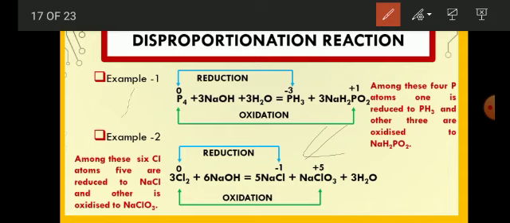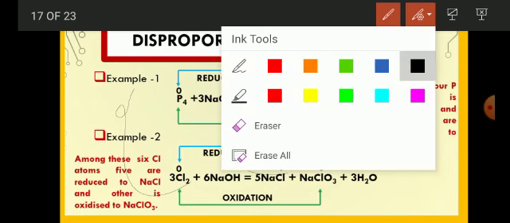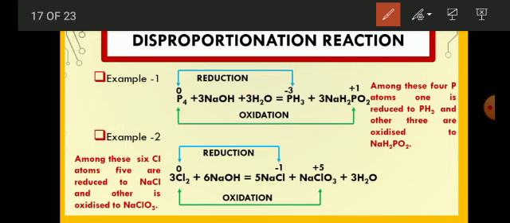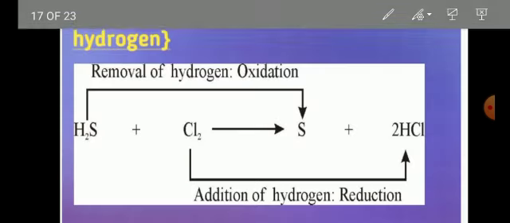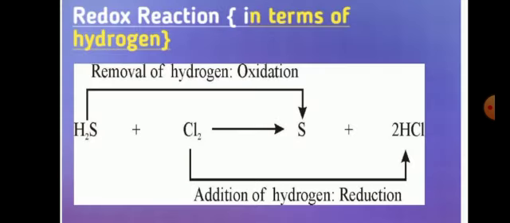So basically your disproportionation reaction is a redox reaction. So the definition is the same, that is, if reduction happens, oxidation is going to happen. If oxidation happens, reduction is going to happen. Fine. So I hope that you all understood this. So let me move on with the next topic, that is redox reaction in terms of hydrogen.